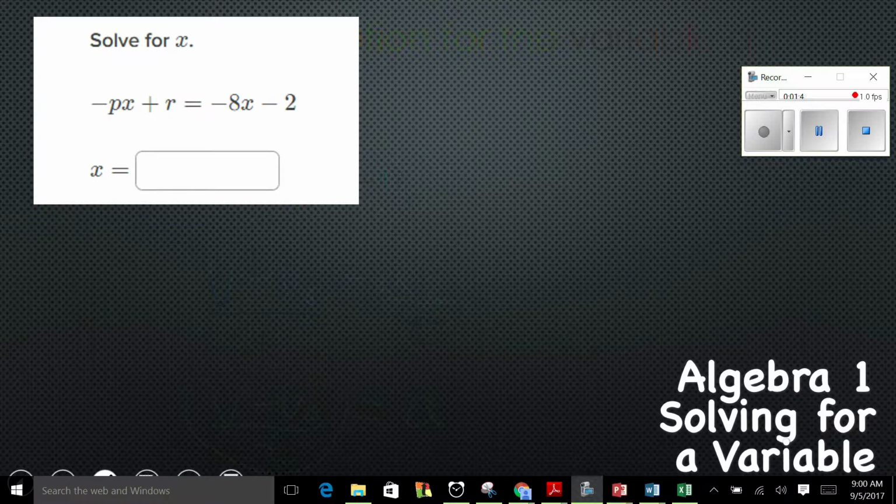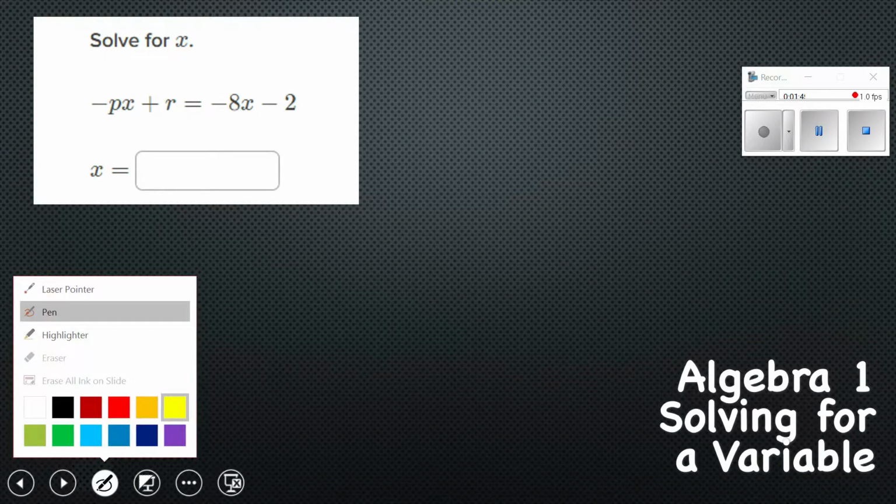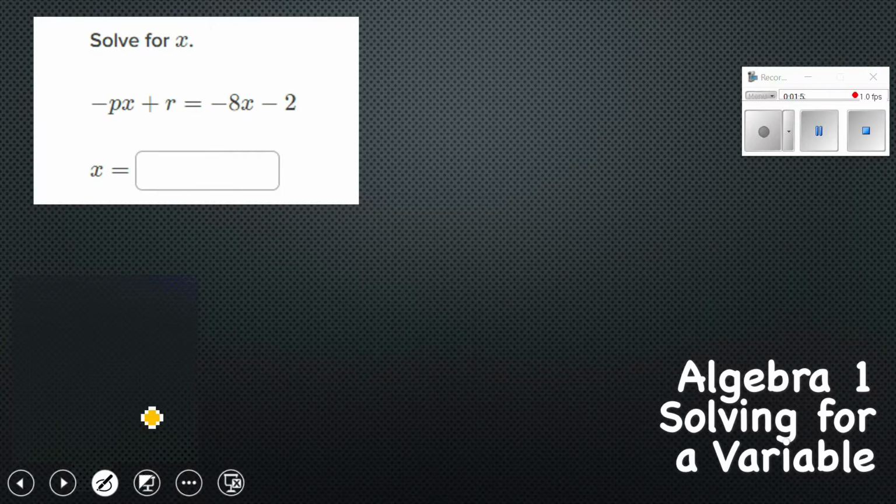Okay, the next example I have for us is from Khan Academy, actually. And this is a little bit trickier, but again, we're just going to follow our algebra skills here, our rules that we have worked with for a long time. Just looks a little bit different here.